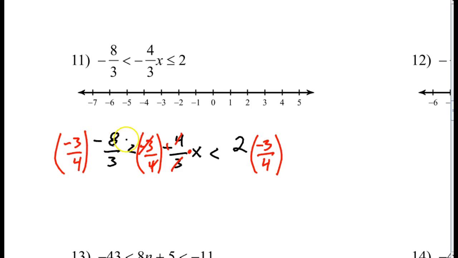Then you can cross cancel and simplify. Let's do the left first. We have, let's see here, negative and negative cancel out. We have 3 and 3 will cancel out. And 4 goes into 8 2 times. So after all that, we get 2.